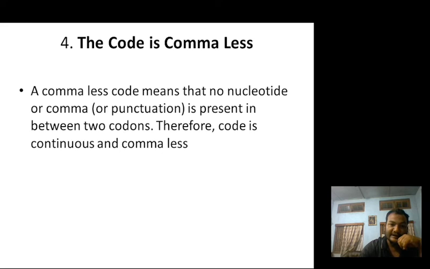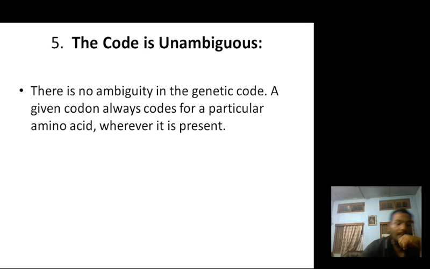Fourth, the genetic code is commaless. Already I said that whenever we write this genetic code, we always write continuously, so we never use a comma. Next important property of genetic code is that the genetic code is unambiguous. A given codon always codes for a particular amino acid, whether it is present in a microorganism, or in an animal or plant. Wherever it is, the codon always codes for the same amino acid. So there is no double meaning. That's why it's called unambiguous.